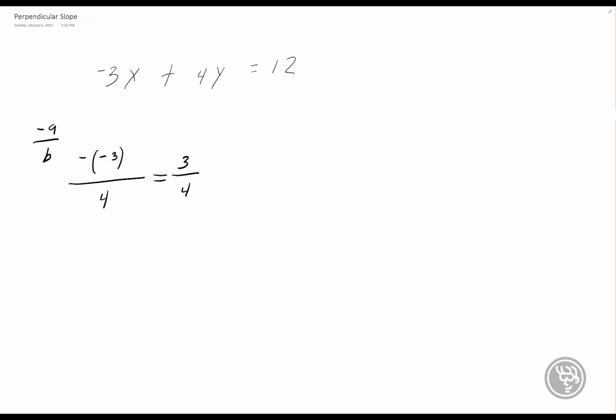Now, if we want to do the perpendicular slope for this equation, the formula would be negative b over a. So it's the negative reciprocal. So for example, the perpendicular slope to this line would be negative 4 over 3. So you take your numerator, put it at the bottom, take your denominator and put it into the top, and you make it negative. That is the slope of the line that's perpendicular to this current equation.